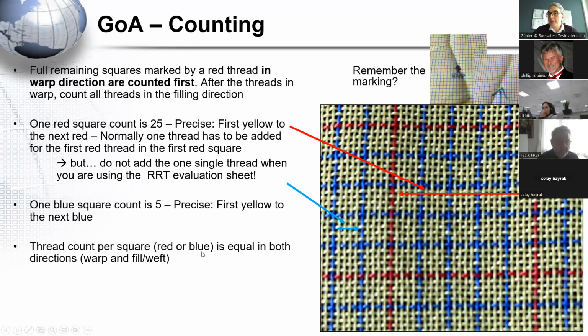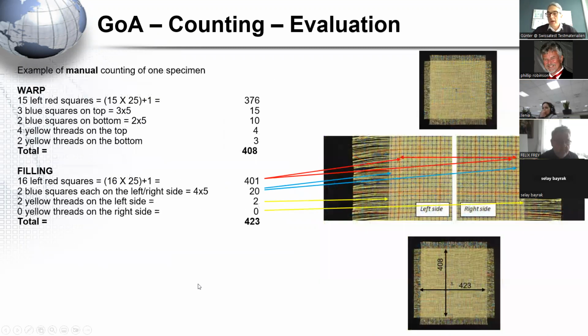And thread count per square, red or blue, is equal in both directions. So the fabric is completely equal in warp and in weft. And also the thread count is equal. Now I have here an example of the manual counting of one specimen.